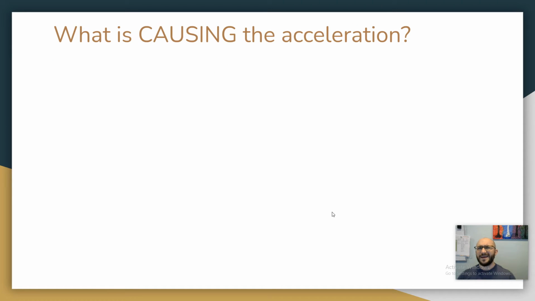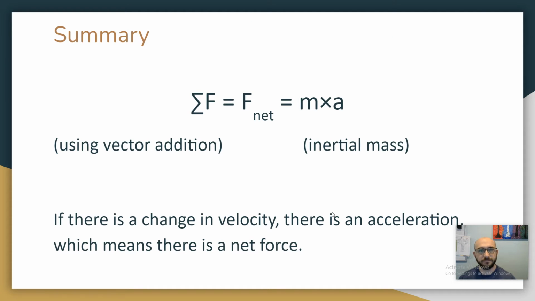Okay, but if there's an acceleration, what's causing the acceleration? That should have been enough time since we just did this. An acceleration is caused by a net force. If there's an acceleration, there must be a net force. There's no other way. So here's your summary of everything.